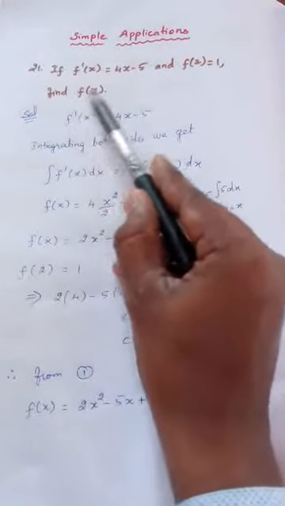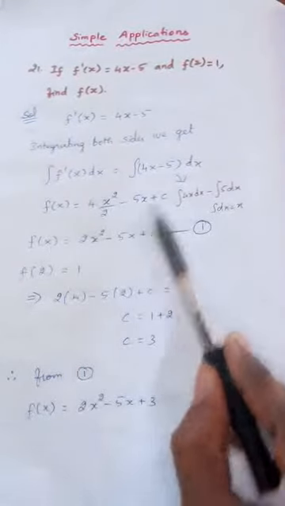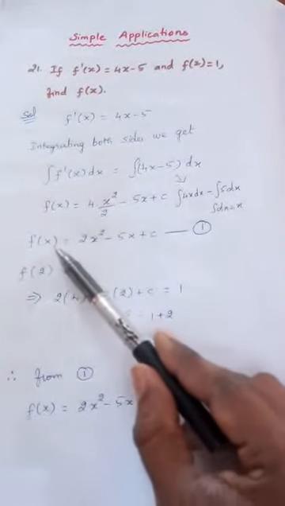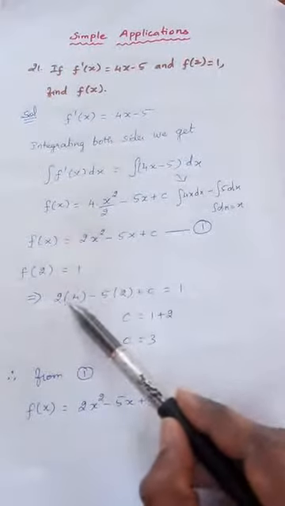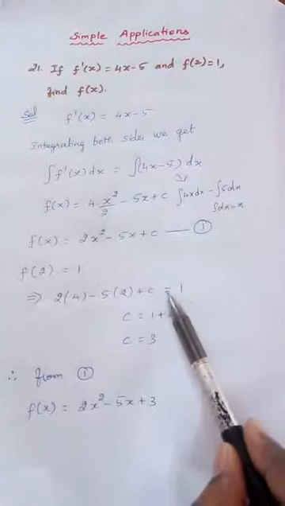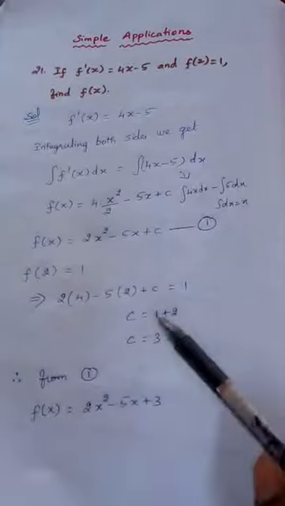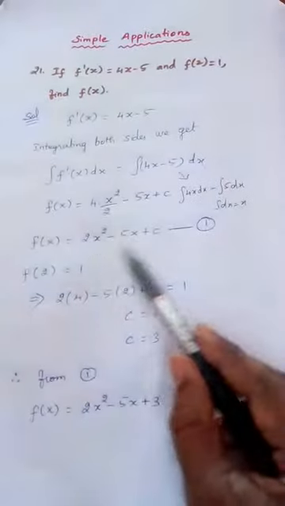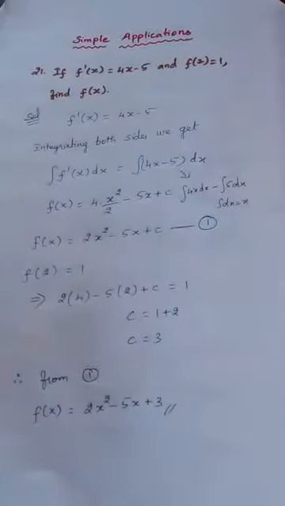They are asking us to find f of x. We found f of x, but we don't know the value of c. So to find c, we use this condition, f of 2 is equal to 1. f of 2 means what? In this equation, put x is equal to 2. So here if you put 2, what happens? 2 into 4, 5 into 2, plus c, and the value is 1, it is given. So equal to 1. From this, simplify and find the c value. c is equal to 3. Substitute this c value in the first equation, you will get f of x. Now f of x is equal to, write this, in place of c, put 3. And this is the value for f of x. Moving on to the next sum.